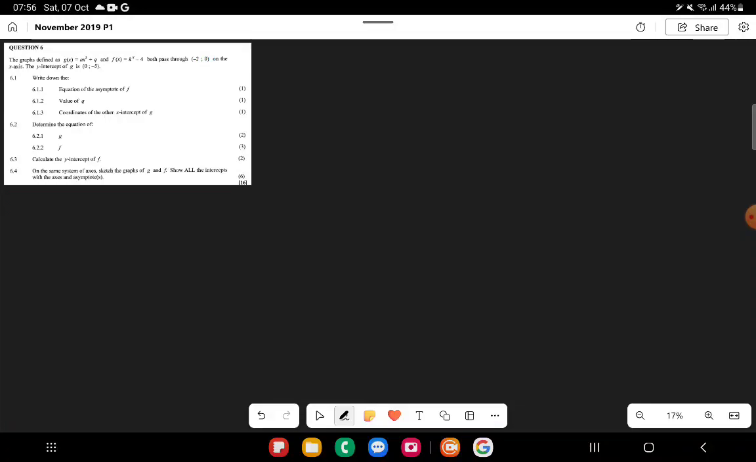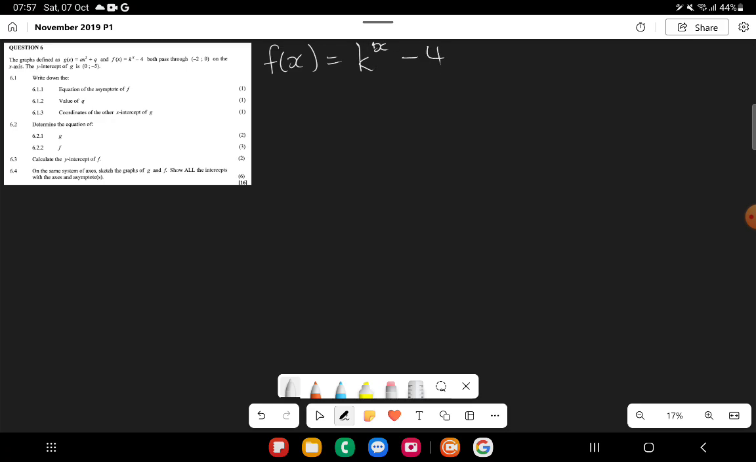And g of x goes through the point 0, -5 on the y-axis. The first question is, what is the asymptote of f of x? The question is telling me that f of x is equal to k to the power of x minus 4. Question number 6.1.1 is, what is the asymptote?